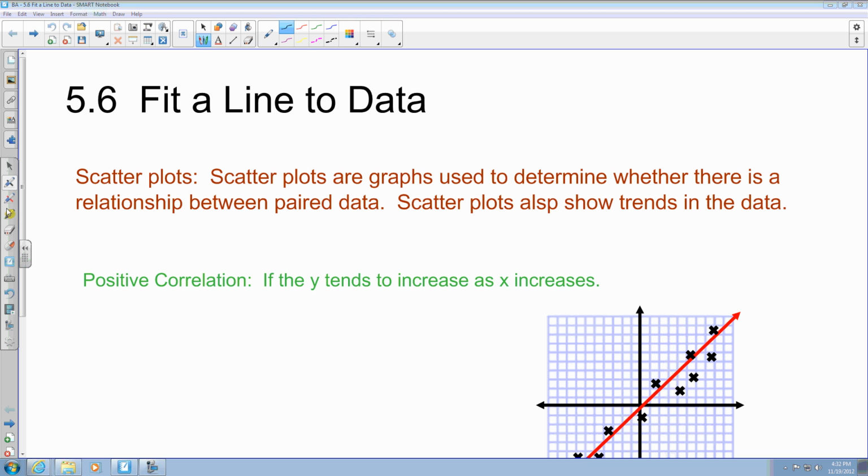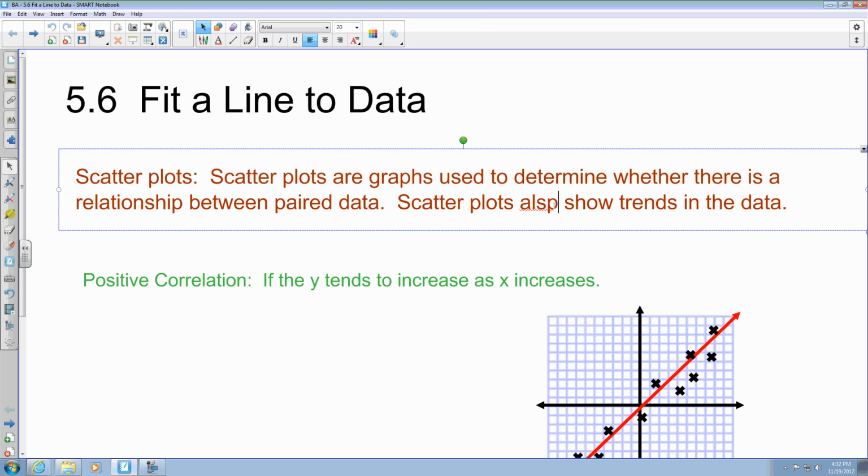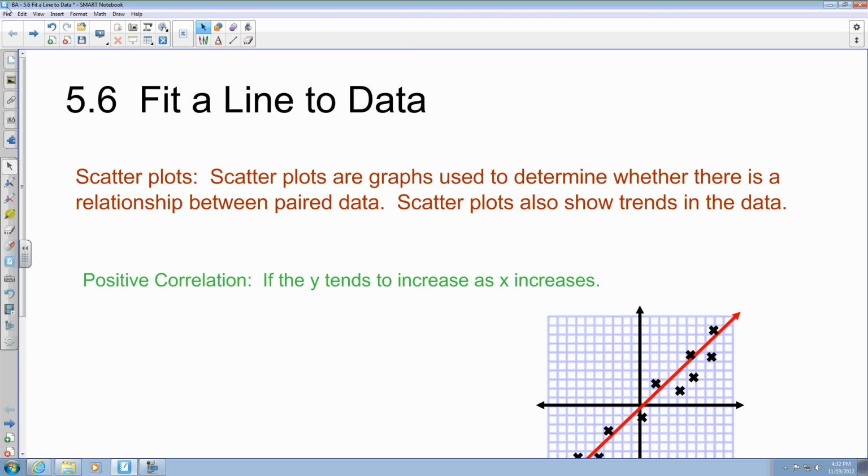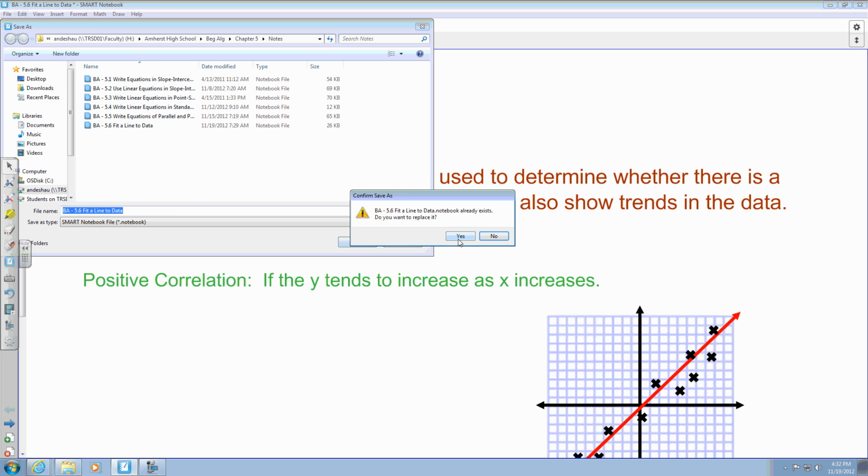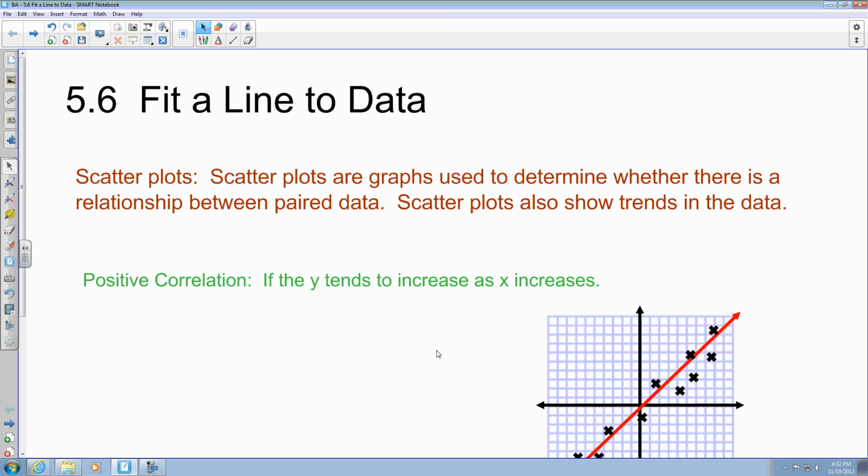Let's see here, maybe I screwed up. Let me just real quickly fix my mix up, and let me save that. Sorry about that. I just wanted to get the spell check out of the way.